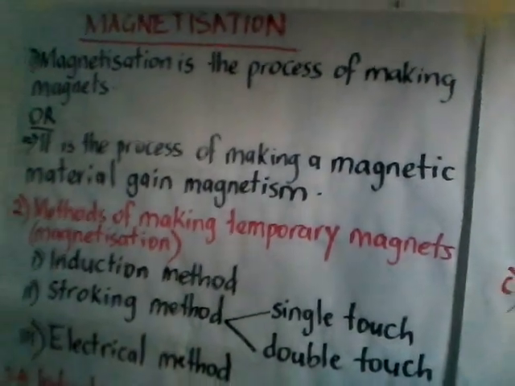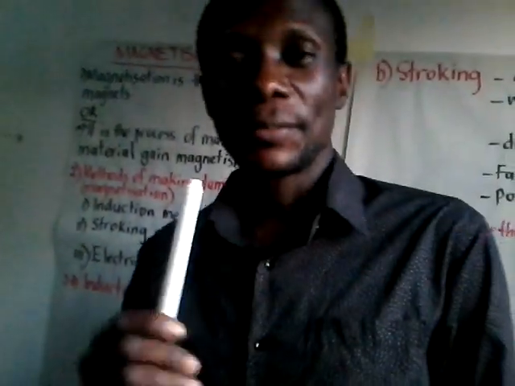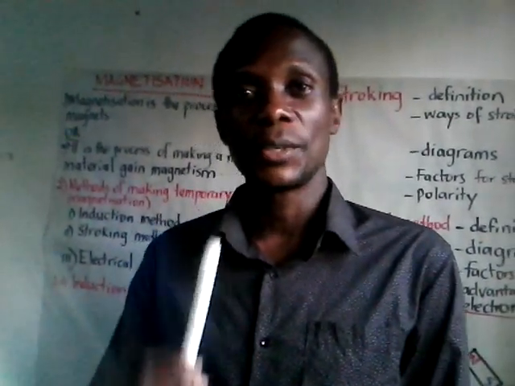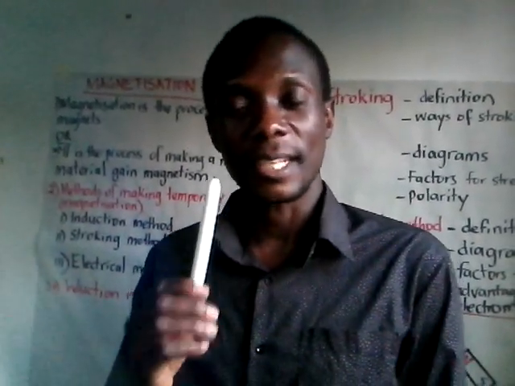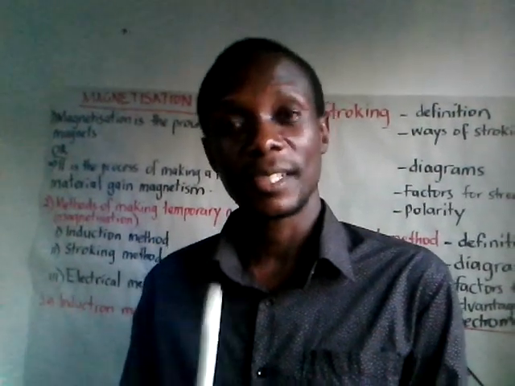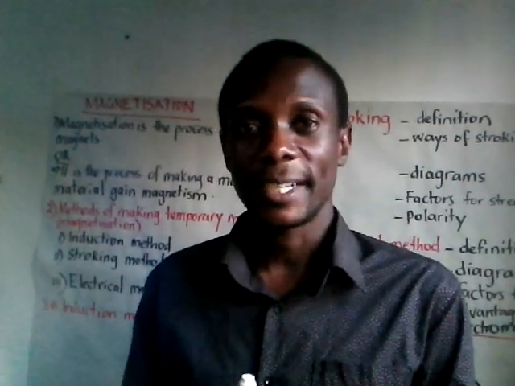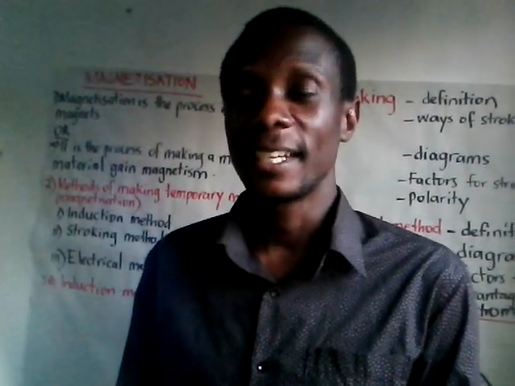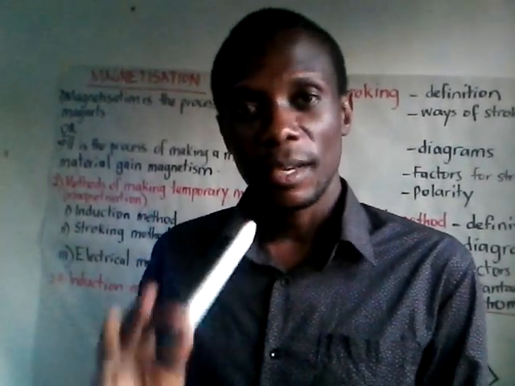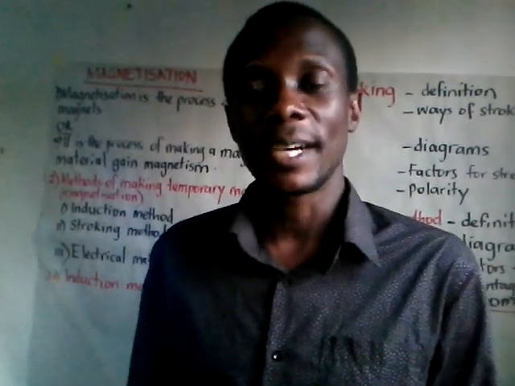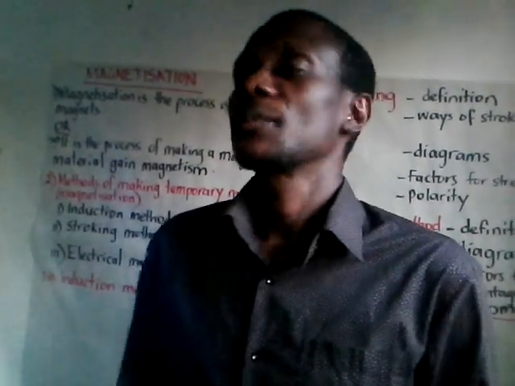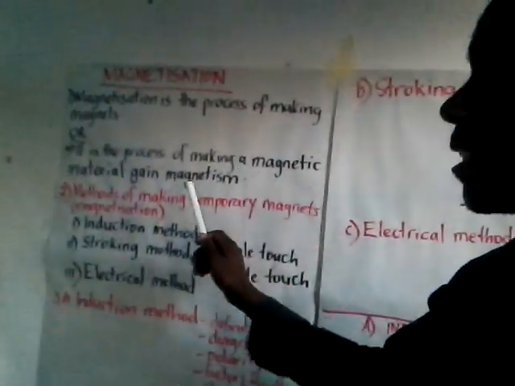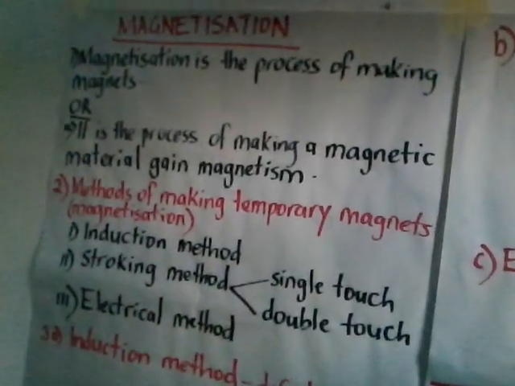That means when we are making magnets, we have to use materials that are magnetic. Don't use aluminium, don't use copper, don't use those materials that are not magnetic, because we said they cannot form a good magnet. Use materials like iron, especially if you have soft iron. Some magnetic materials are easier to magnetize than others. So, it is the process of making a magnetic material gain magnetism.